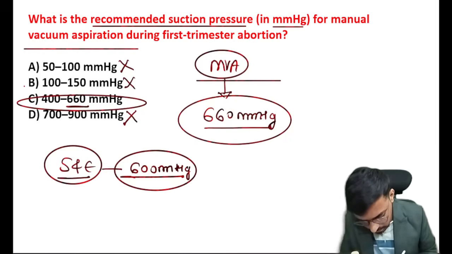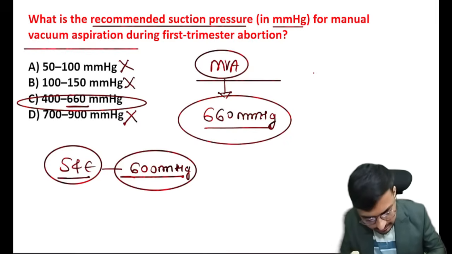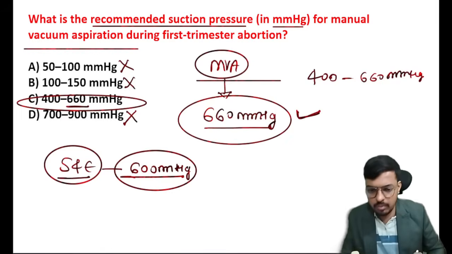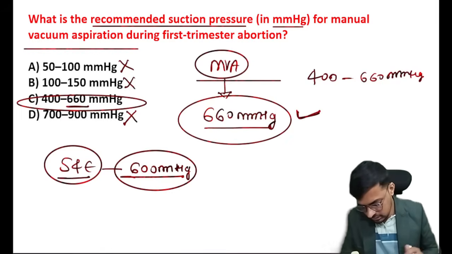On average, we can say it is in the 400 to 660 range, the single best answer. And one time in NORCET, they asked the question on 660 mm of Hg. So this is a very important thing you have to keep in your mind.